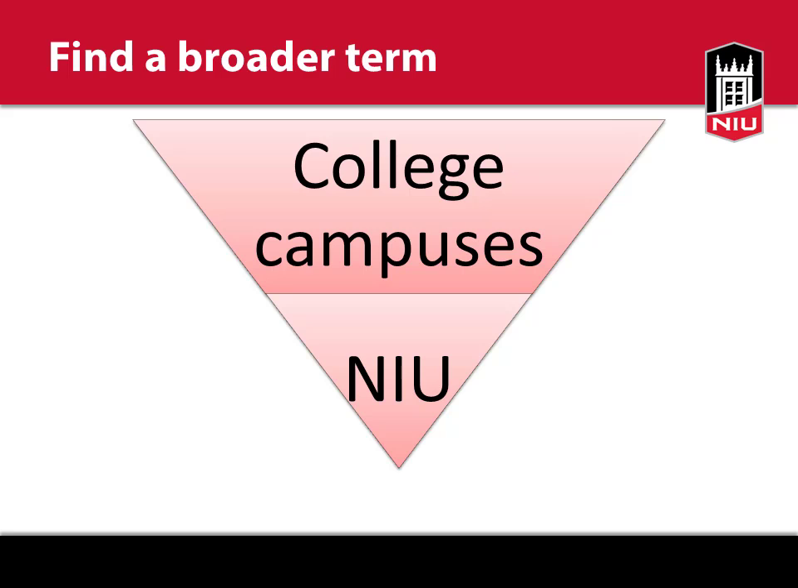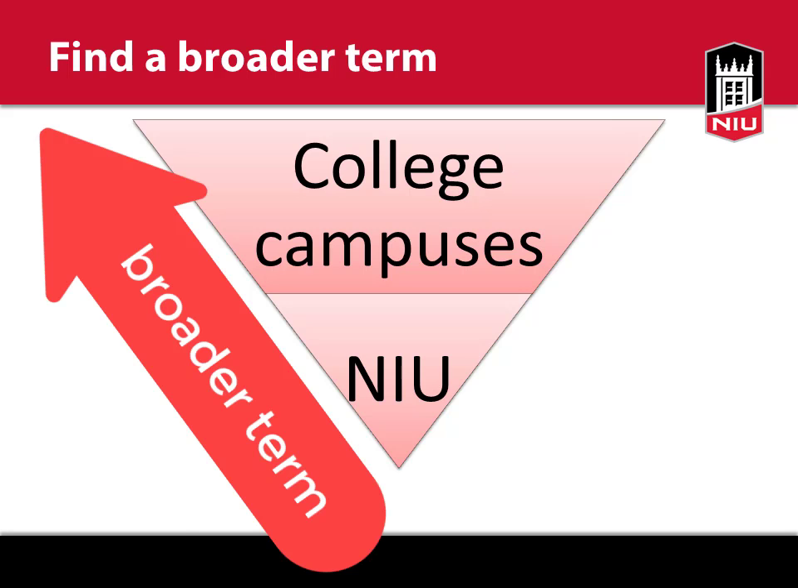If you're searching for a very specific local topic, or if your search term produces too few results or no results, you may need to use keywords that are broader. For example, if you're writing a paper arguing that NIU should invest more in recycling, there may not be many resources specifically about NIU. You may need to broaden your search to college campuses and recycling, for example.